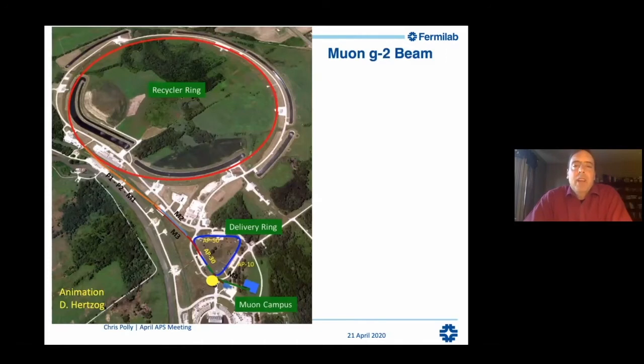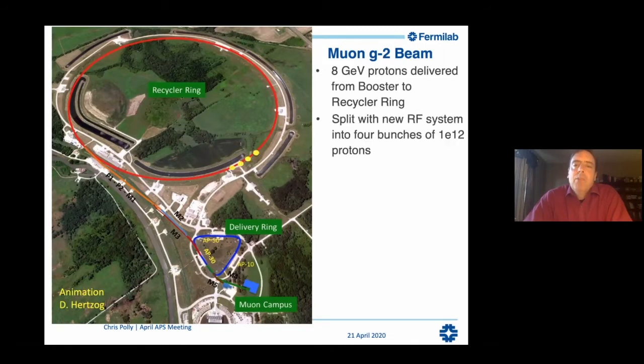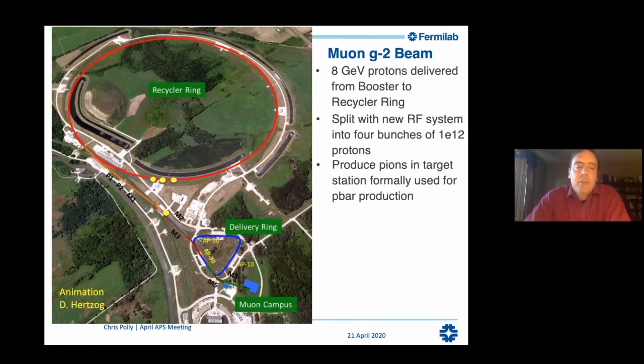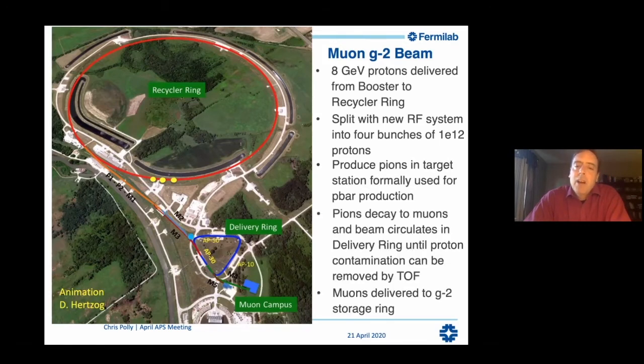The way the beam is established, we start with 8 GeV protons that are delivered from the booster into the recycler ring at Fermilab. We split those bunches from the booster into 4 sub-bunches, each with about 1e12 protons. They're circulated around, extracted one sub-bunch at a time onto a target station, the same target station that was formerly used for anti-proton production in the Tevatron era. But in this case, for the G-2 experiment, we collect the pions that then decay to muons as they travel down the first beam line and are injected into the delivery ring.